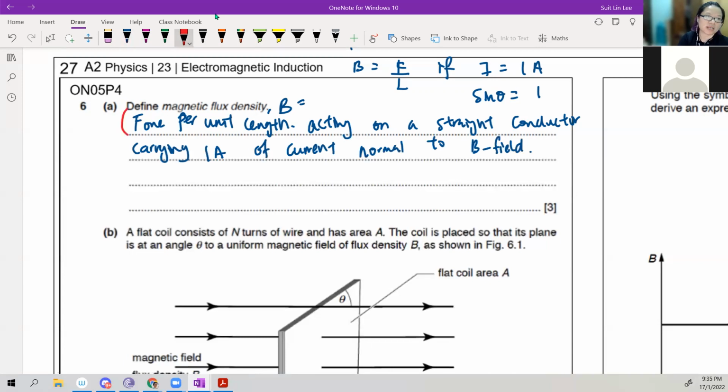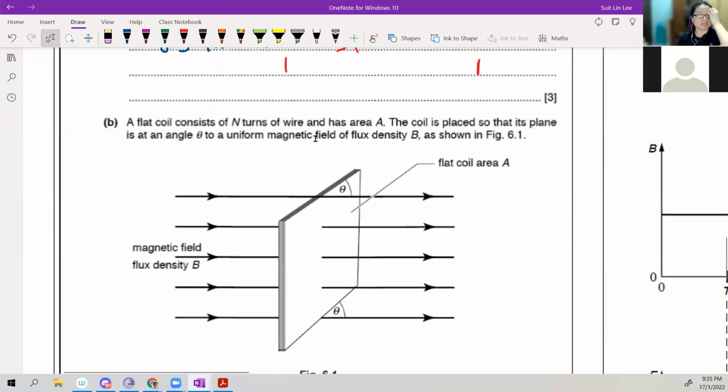So force per unit length is 1 mark. Straight conductor carrying 1 ampere of current is 1 mark. 90 degrees to the field. Bonus. Don't leave this empty.